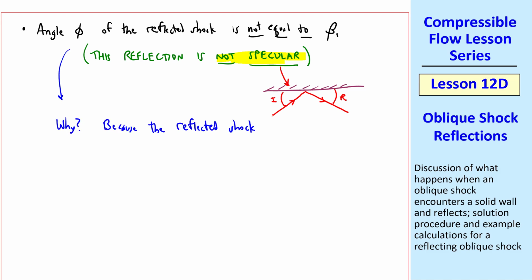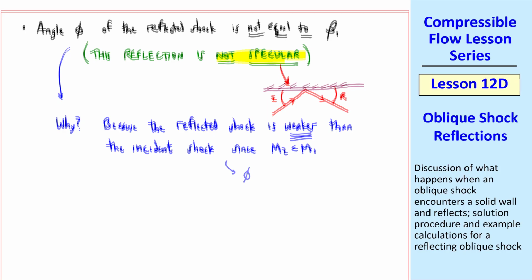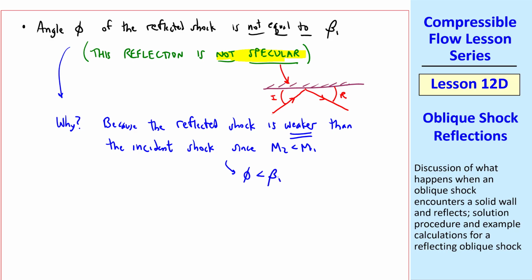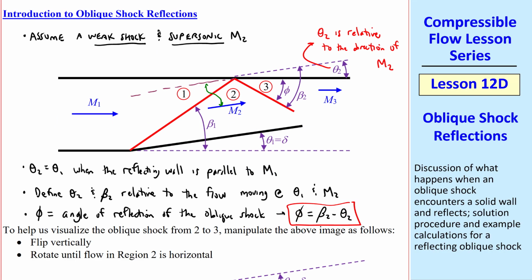Why? Because the reflected shock is weaker than the incident shock, since M2 is less than M1. Therefore, angle phi is less than beta 1. The non-specular reflection looks more like this, with phi less than beta 1. And I should point out up here that this angle is also beta 1, since these two walls are parallel. You can also think of this dashed line here as an imaginary approaching wall for the reflected shock.